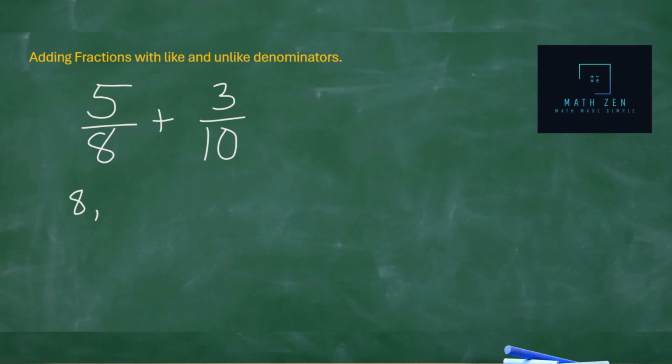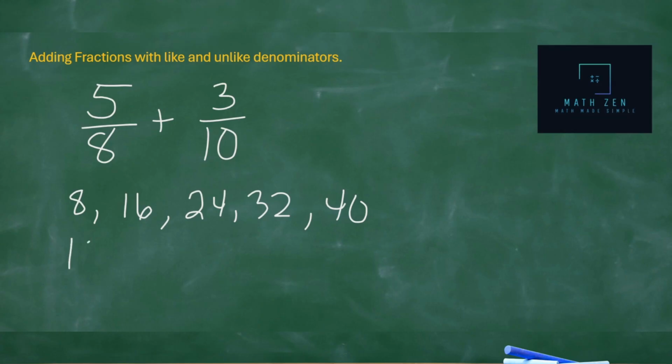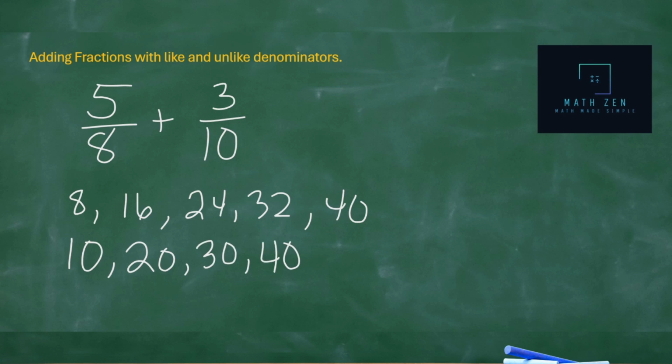So I'm going to list all of the multiples of 8. So we got 8, then 16, then 24, then 32, then 40. And again, I like to go 5 terms and then use the second denominator. So now we have 10, 20, 30, and 40. And we can stop there because, as you can see, we do have a match. Now, we're going to use that LCD of 40 as our new denominator for our 2 renamed fractions.